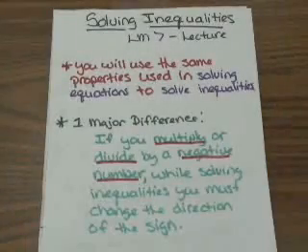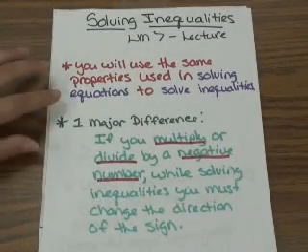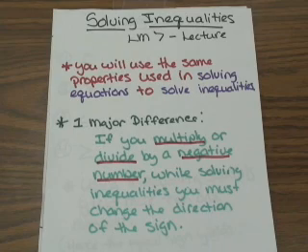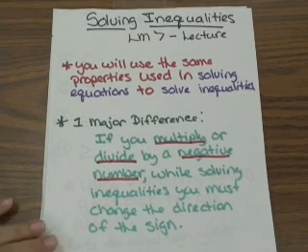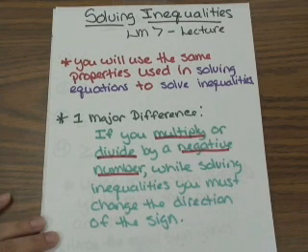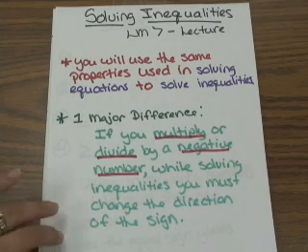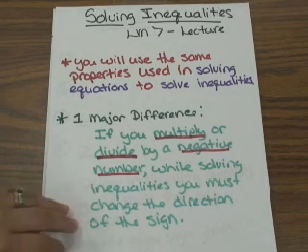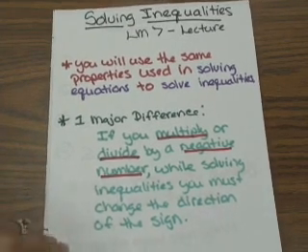We will use some of the same properties used when solving equations to also solve inequalities. There's one major difference when you're solving inequalities, and that is if you multiply or divide by a negative number while you're solving the inequalities, you must change the direction of the sign. Now let's look at the signs.